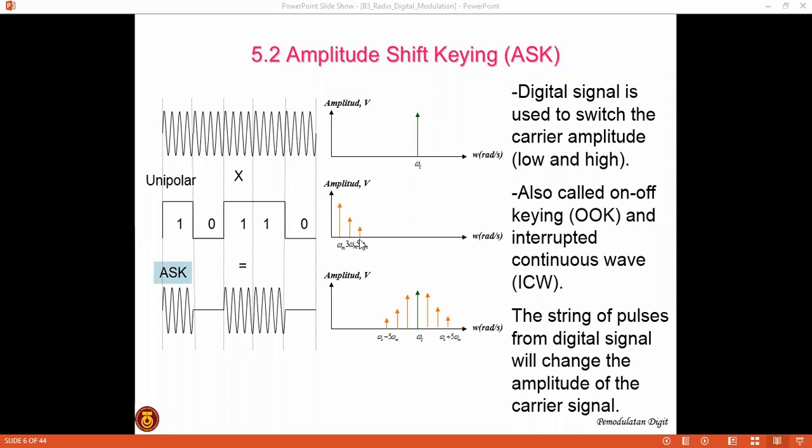So we can see here, modulation causes our information signal, or the baseband signal, to be shifted to the area around our omega C, our carrier. So this ASK is also known as on-off keying or interrupted continuous wave, because you can see that instead of just continuous, bit 0 causes interruptions to our continuous carrier signal.